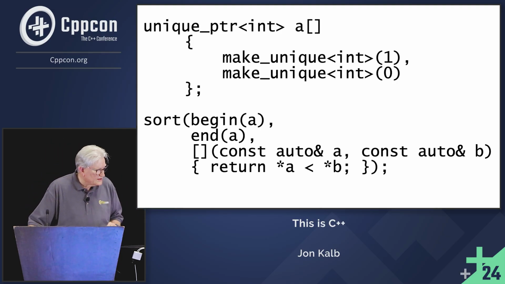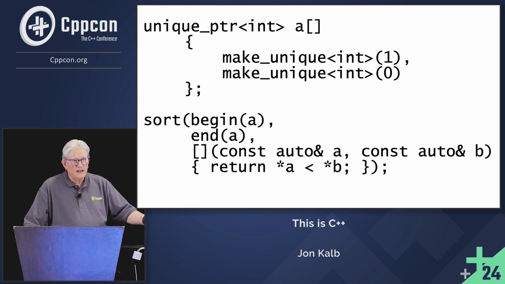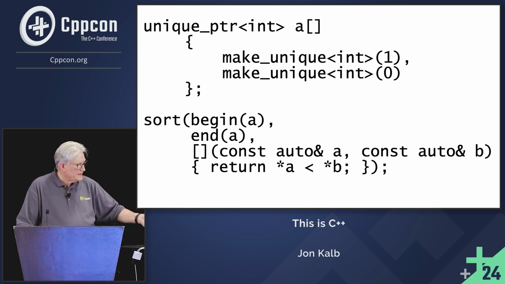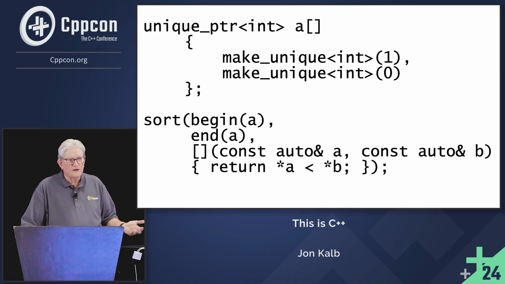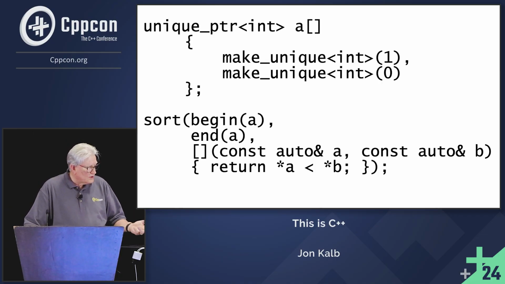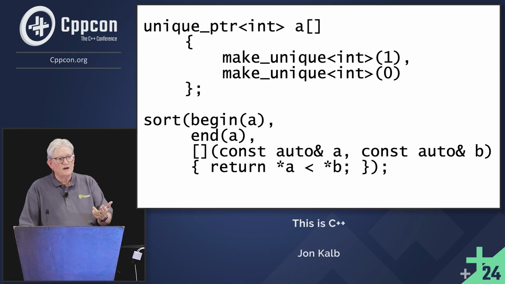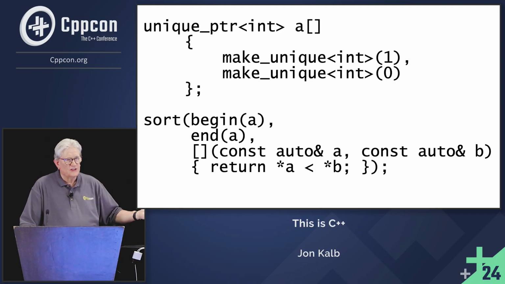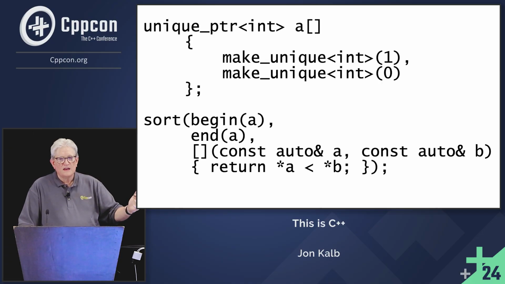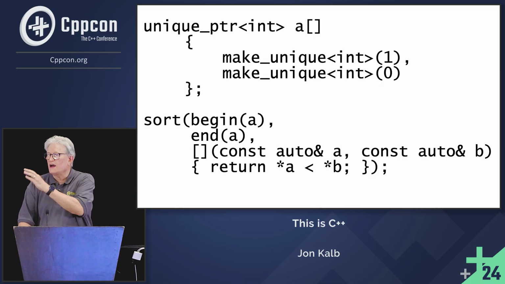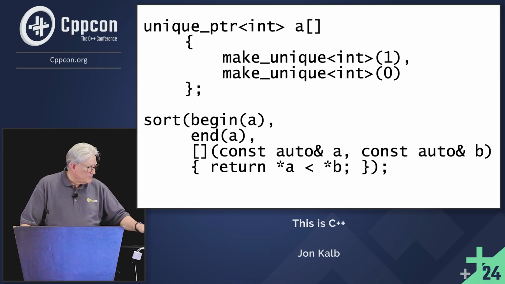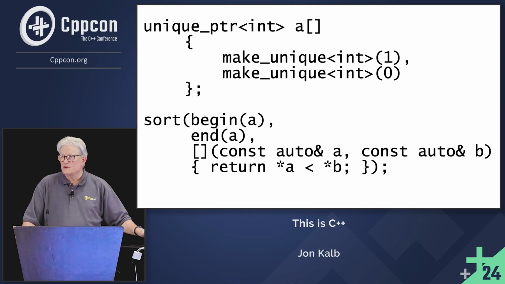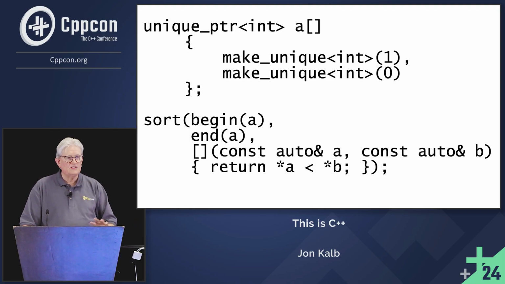Now we want to sort these. So we call sort, we give it the beginning and the end of the range to sort. Everybody see what we're doing here? And then we pass in the comparator. Now in this situation, what are we going to do? Well, we're going to compare the unique pointers, but we don't want to compare the address that the pointer points to. That's not what we want to compare. We want to compare the value, right? Everybody see what we're doing? We're comparing the pointers by what they point to. So the comparator does a dereference. Anybody see a problem with this code?